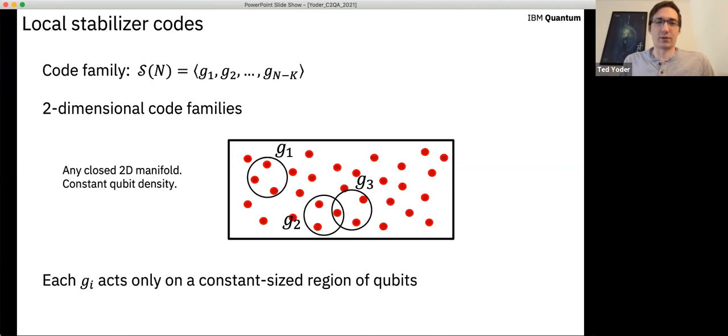So for the 2-dimensional code families, what makes it 2-dimensional is the fact that you have some qubits spread out with even density on a 2D manifold, and the stabilizers are always constrained to constant sized regions, which means that they act on a constant number of qubits. And it means also that every qubit is acted on by a constant number of stabilizer generators as well.